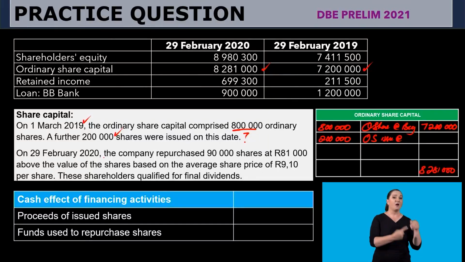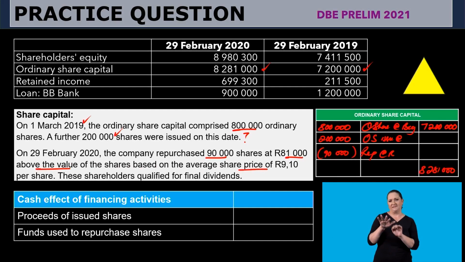Then we are told, on 29 February 2020, so this is on the last day of the financial year, the company repurchased 90,000 shares. So I'm coming here to say 90,000 shares are repurchased. All right? So these are repurchased at 81,000. Do I record this 81,000? They say at 81,000 above the value of the shares based on the average price of 9 Rand 10 cents.